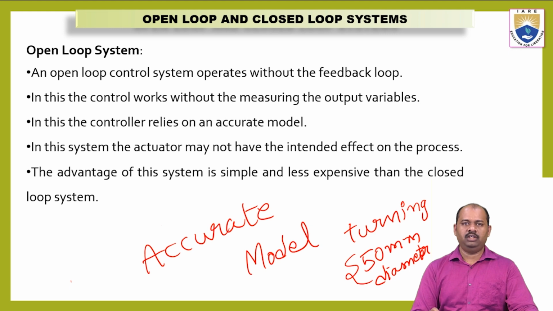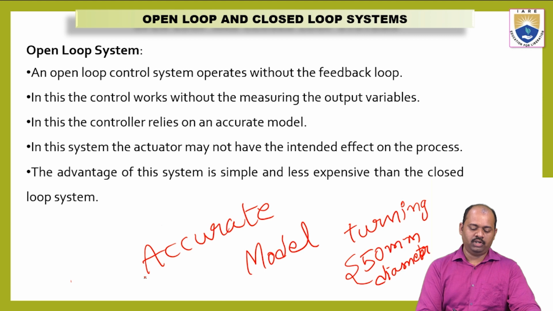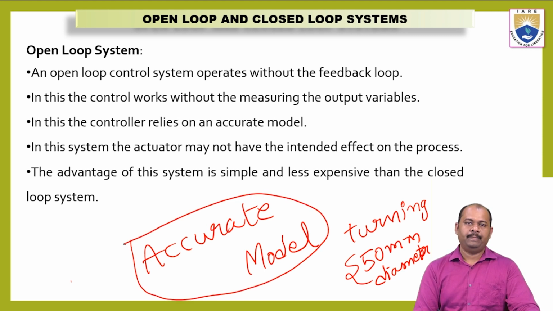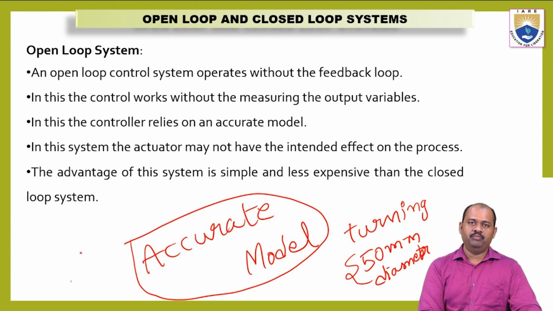The machine simply, without caring about the output, will take the 50 mm diameter as input and process it, turning the workpiece into the required diameter, and then it will leave the workpiece. So this is an accurate model. Accurate model means a predefined set of model which is given to the system before the beginning of the process.